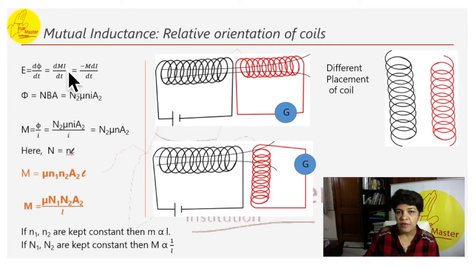Dividing left side and right side both by dt, we can write EMF equals minus M di by dt, minus because it's in the opposite direction, it's opposing. Then flux we also know is equal to NBA, where N is the number of turns in a coil, B is the magnetic field, A is the area. So we can write this as N2 mu Ni A.